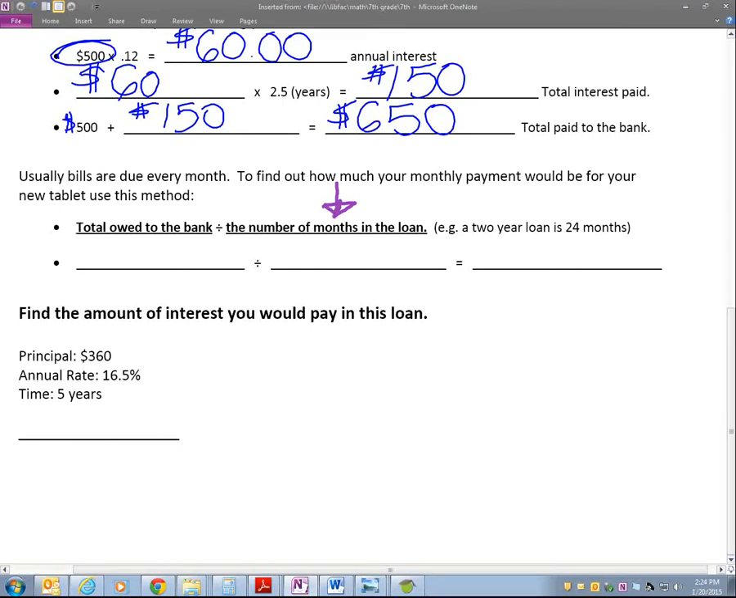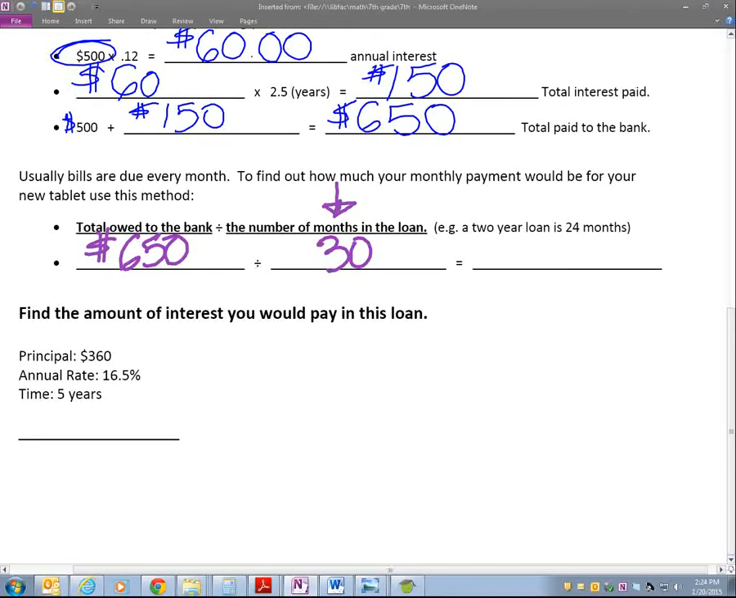Look at what we've done. What is the total amount owed for the tablet? There you go. Yes, $650. So we got $650 divided by as many months as there are in the loan. Yes. 30. Yes. That's the quickest to get that all day. 30, because there are 30 months to pay off this loan.